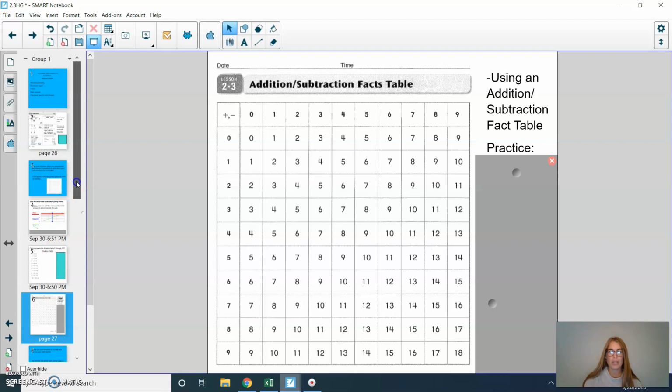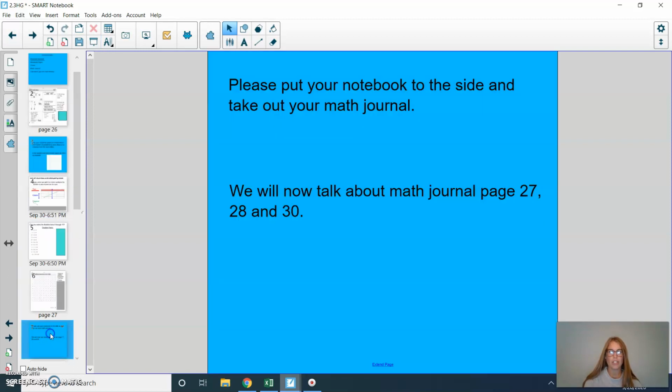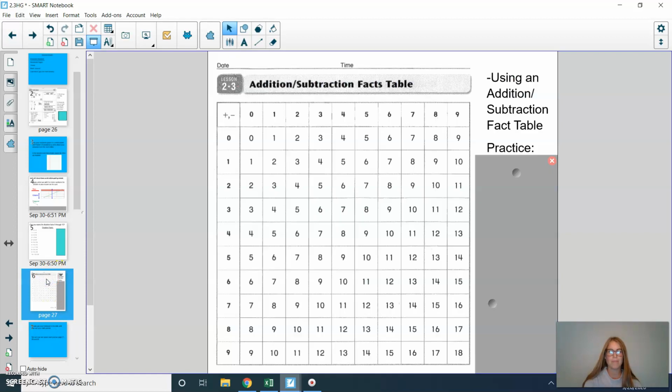So can you open up your math journal to page 27, and we're going to use both our math journal and our whiteboard. So this is an addition, subtraction, facts table. And so this is how it works. It's going to have rows and it's going to have columns. So if I was going to practice 7 plus 9, I could look in my top row for my 7, and I could go all the way down until I see that 9. Now where 7 and 9 meet gives me my answer. So I can see that my answer is 16.